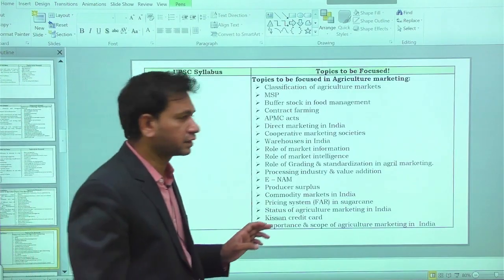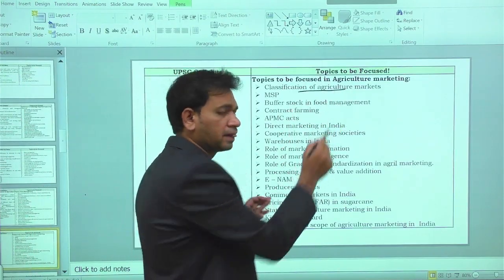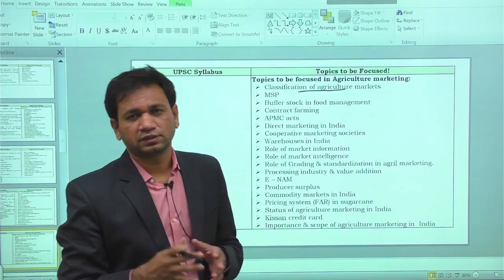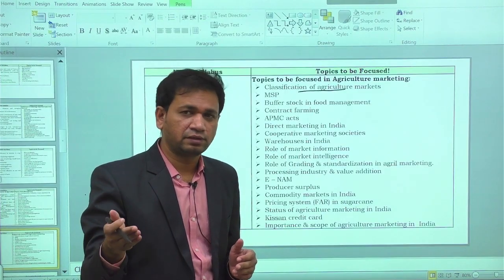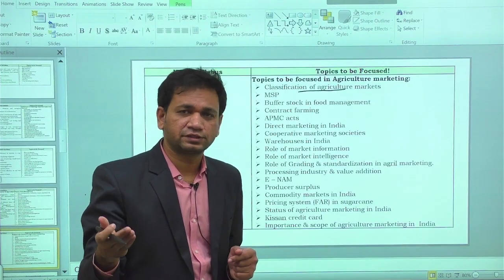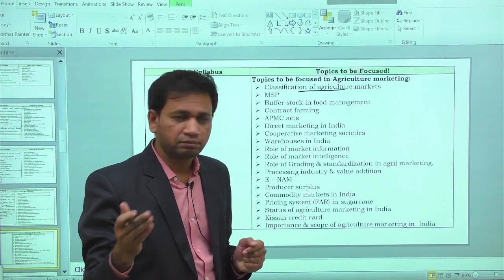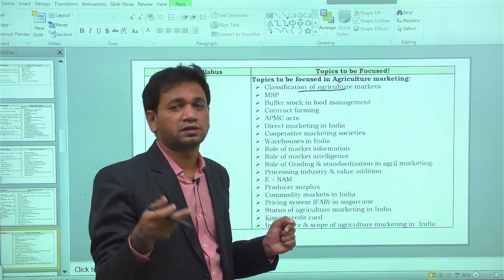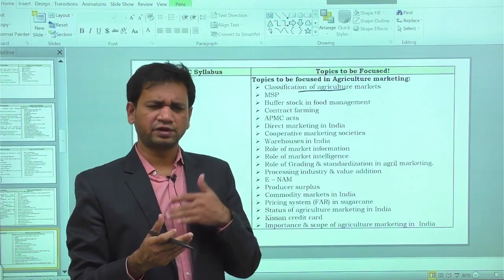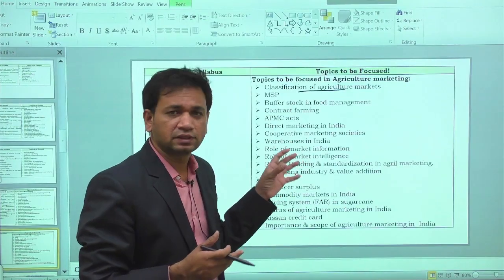In agriculture marketing, we will be discussing the classification of agriculture markets. Classification means some are wholesale markets, some are retail markets, some are national, some are state, some are local markets, and some are cash markets, some are forward markets. Again, there are different criteria to define the meaning of an agriculture market.